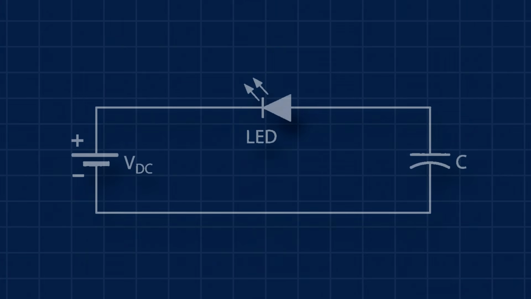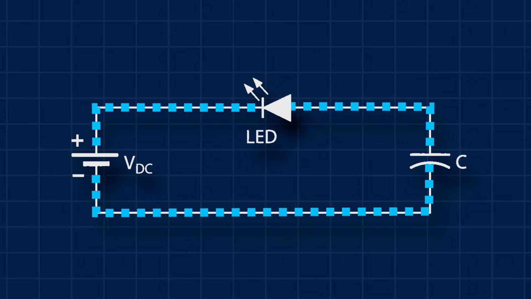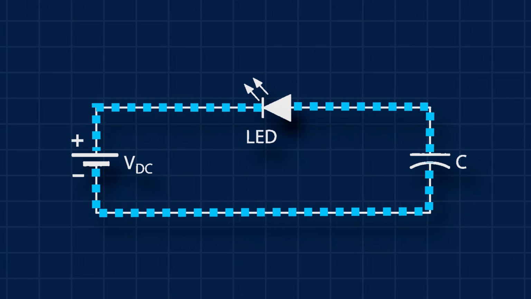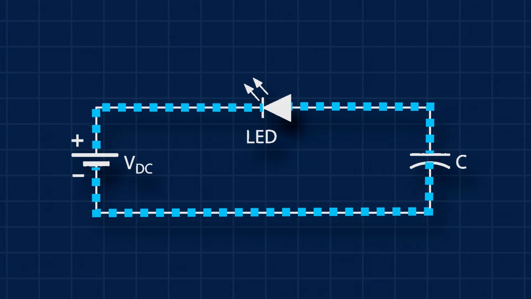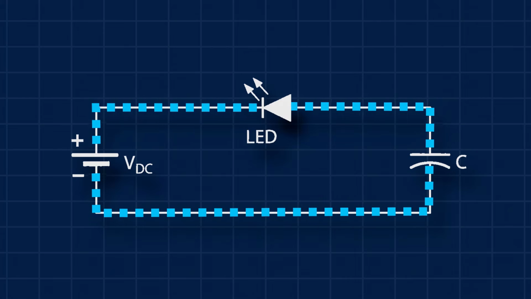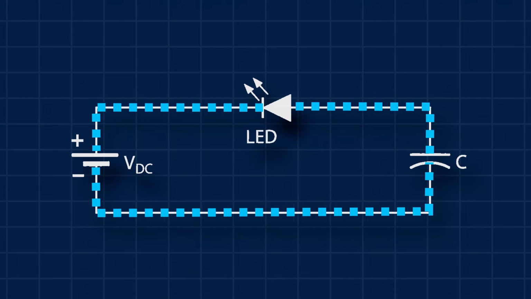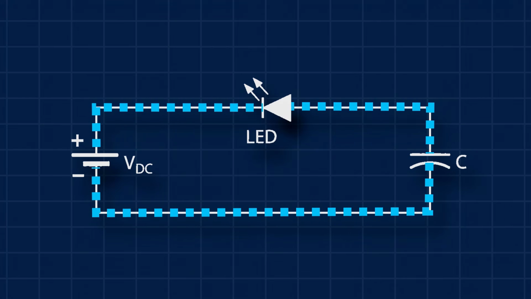Let's imagine a DC circuit connected directly to an LED and a capacitor. On the surface, this seems perfectly logical. The battery provides the voltage, the potential energy, and the components draw the current to do work. But in the world of electricity, logic is often betrayed by physics.